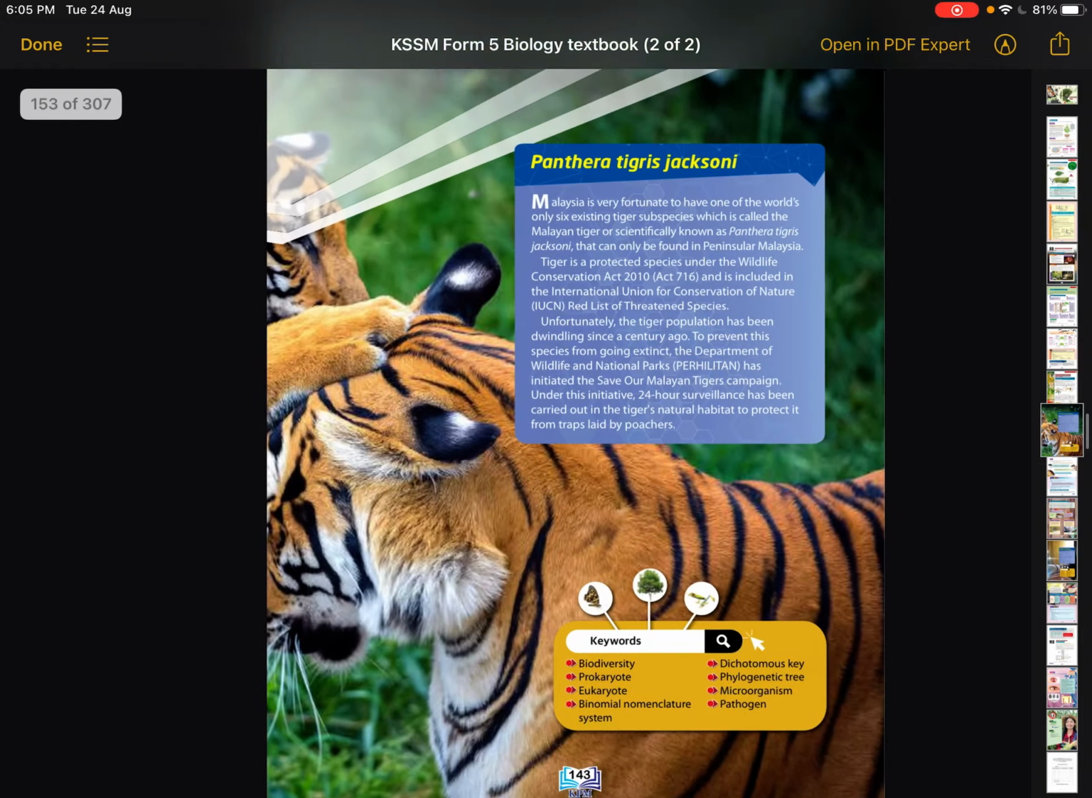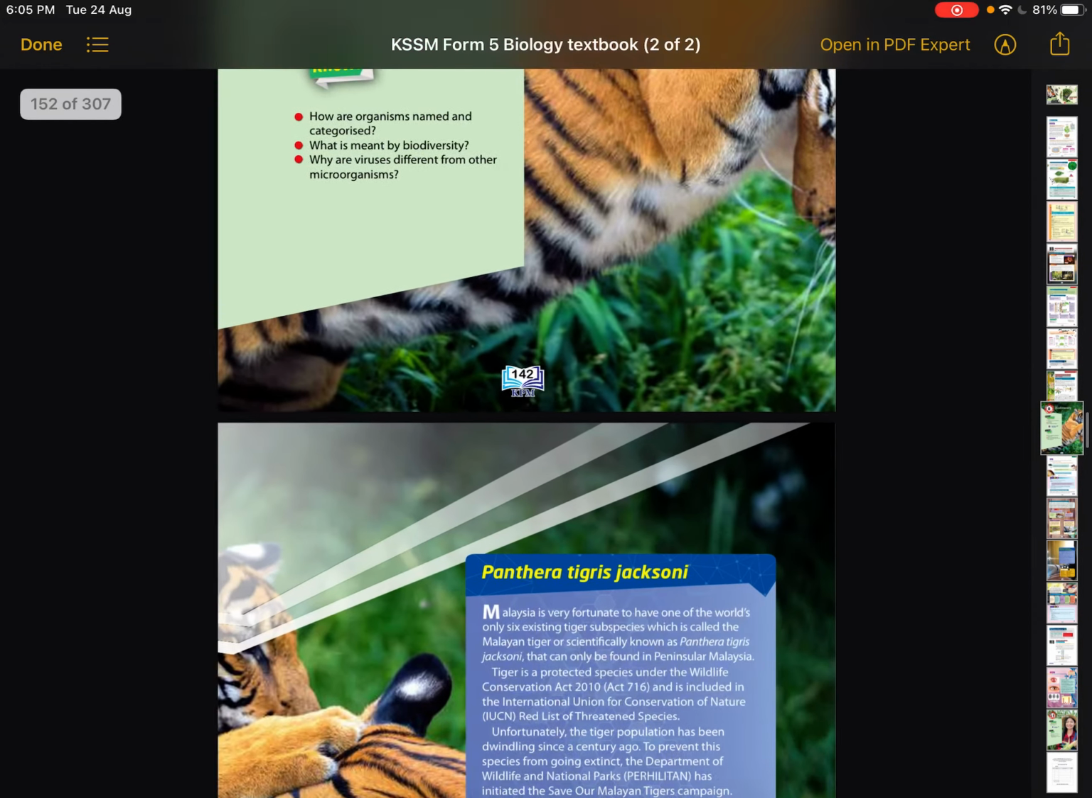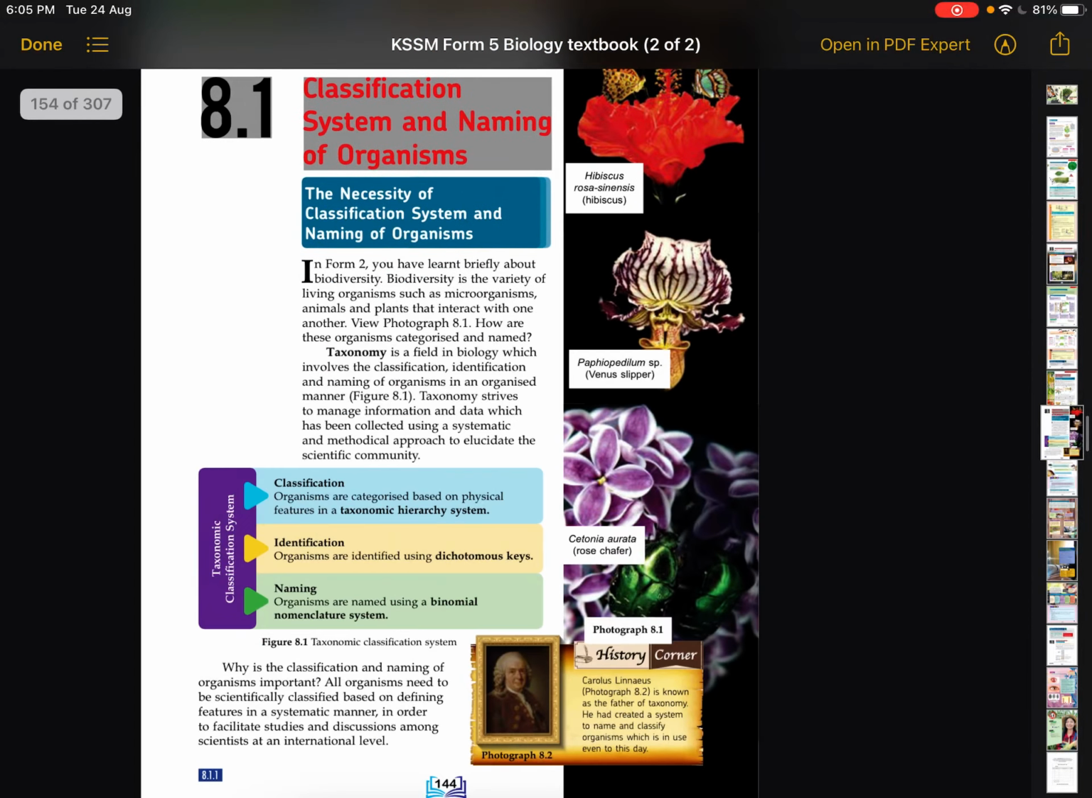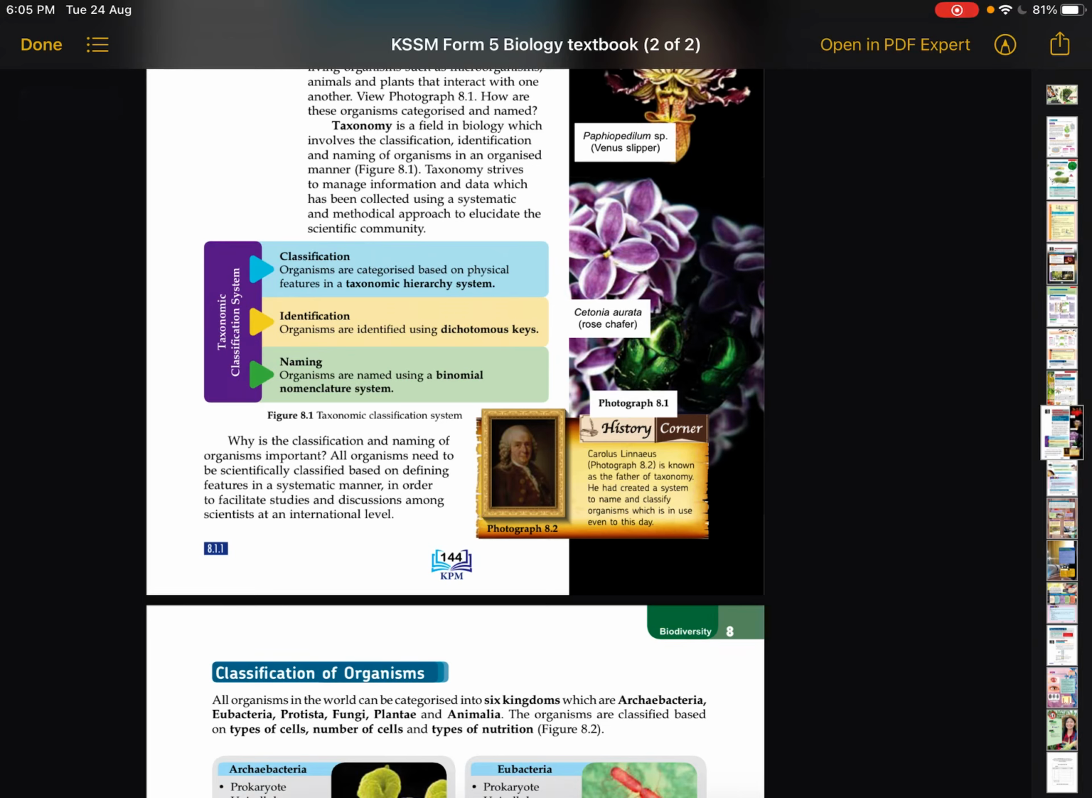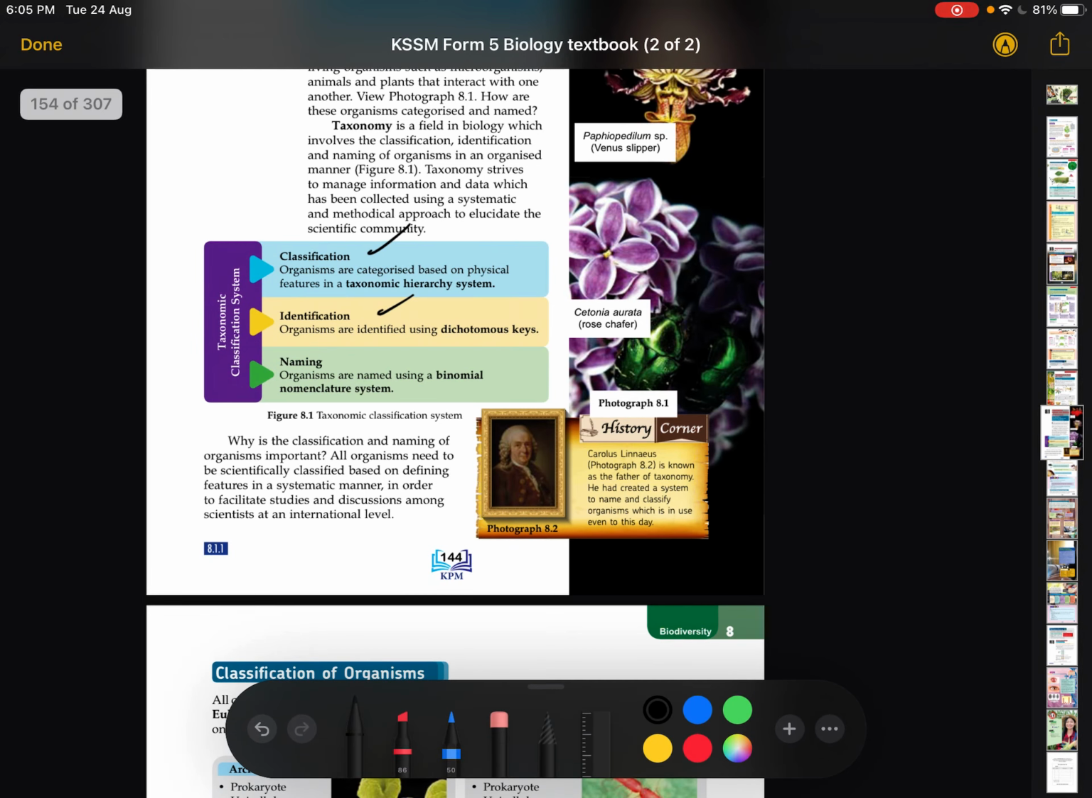So the first chapter in bio for SPM would be chapter 8, classification system. Wait, no. The chapter's name is called biodiversity. So 8.1, classification system and naming of organisms. This naming system is called taxonomy. It involves the classification, identification, and naming of organisms. So yeah, it involves three separate parts: classification, identification, and naming.